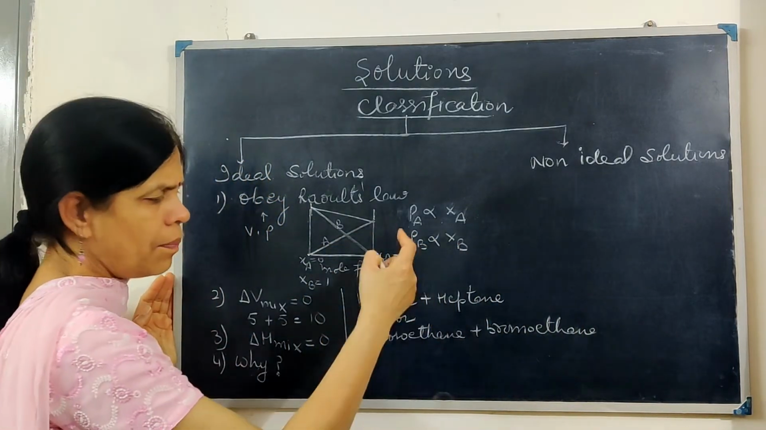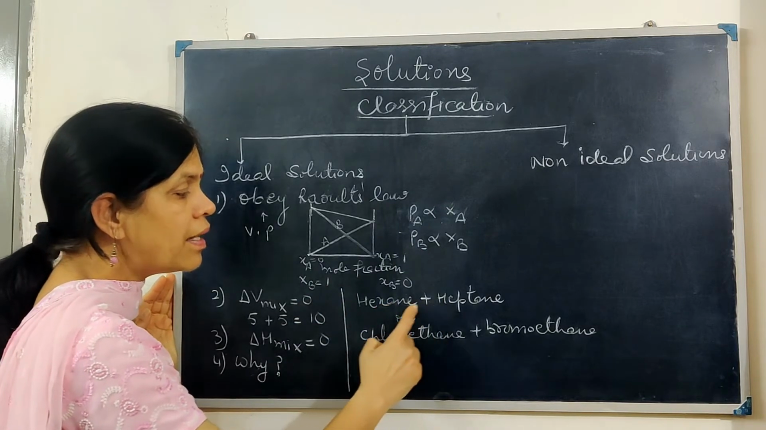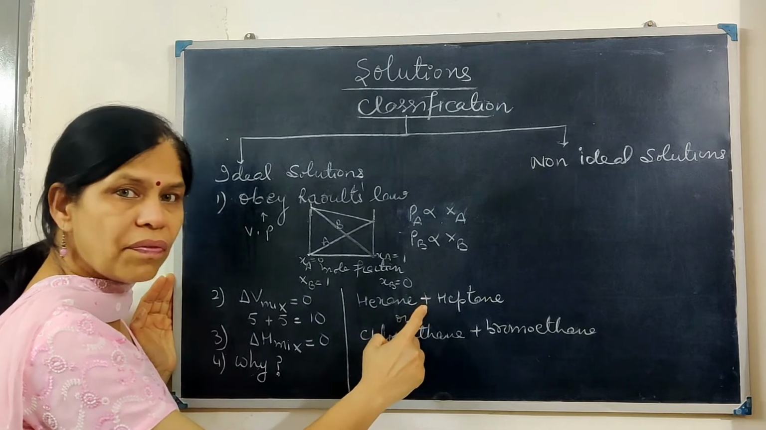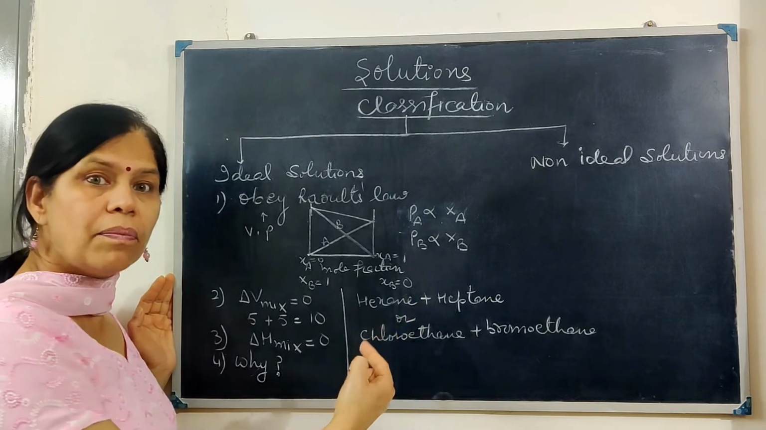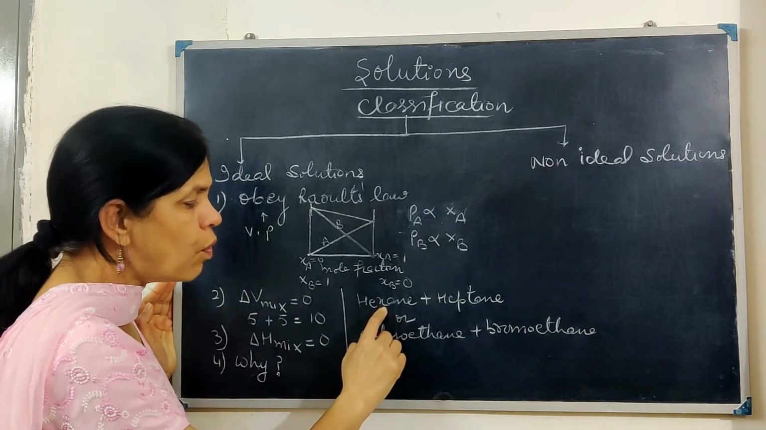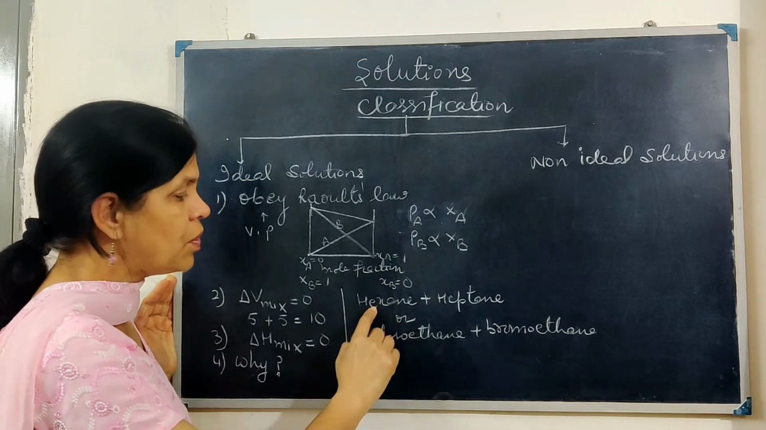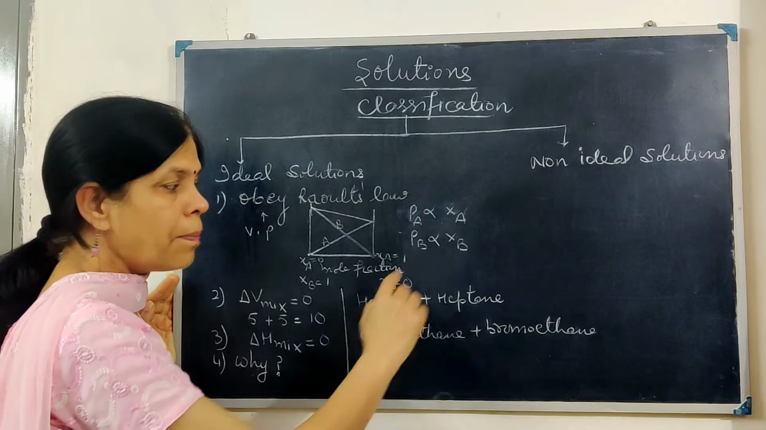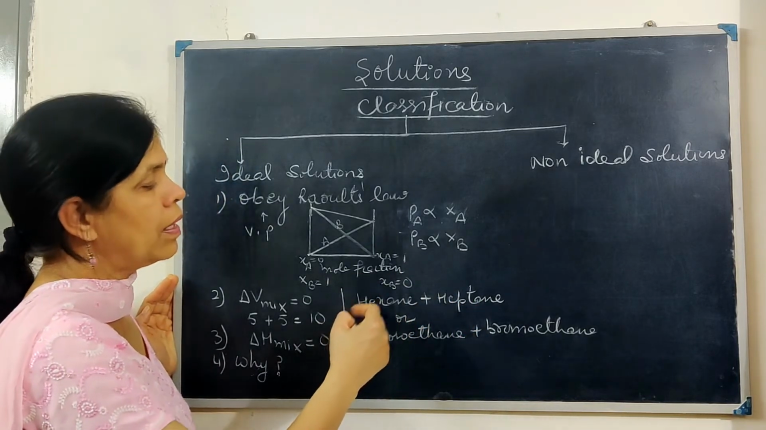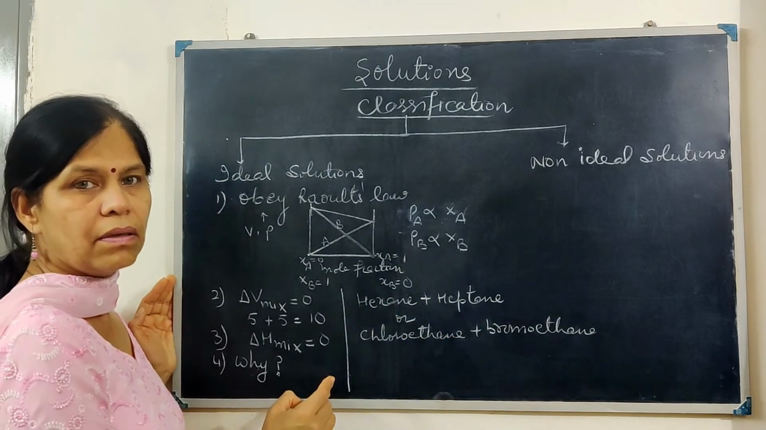I'll start with this example. You'll understand the concept. When hexane and heptane are mixed together, they get mixed in such a way as if they have been mixed with their own component. So whatever is the intermolecular force of attraction between hexane and hexane, and between heptane and heptane, the same kind of intermolecular attractive forces are present between hexane and heptane.